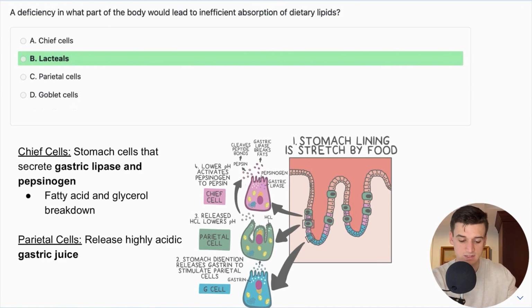Answer choices A and C, chief cells and parietal cells, are actually cells associated with the stomach. Recall that the stomach is the organ of the body responsible for mechanical and chemical breakdown of food, in particular proteins and fats, with the chief cells releasing gastric lipase and pepsinogens, and the parietal cells releasing gastric juice. Since both of these cells aid in resource breakdown and not absorption, particularly not the absorption of lipids, they are both incorrect.